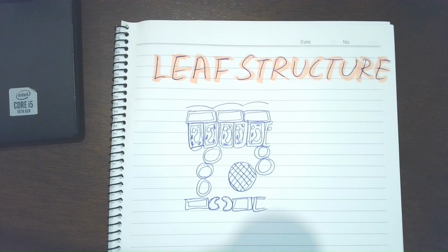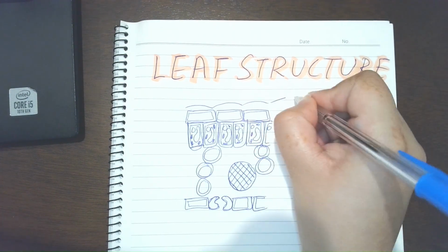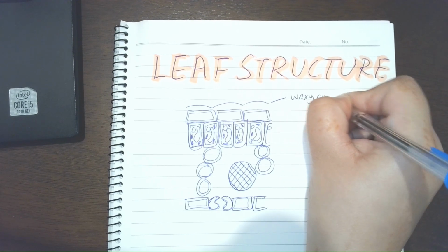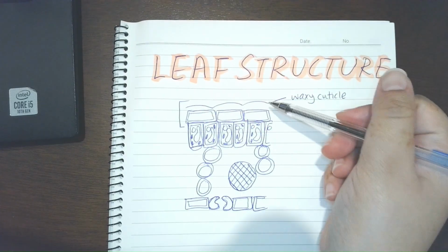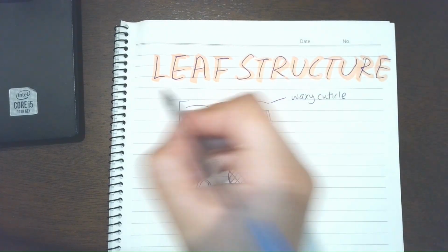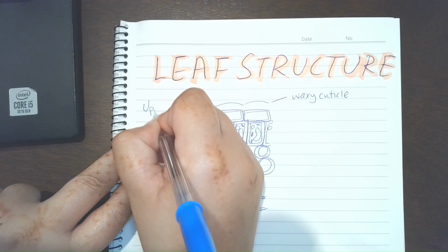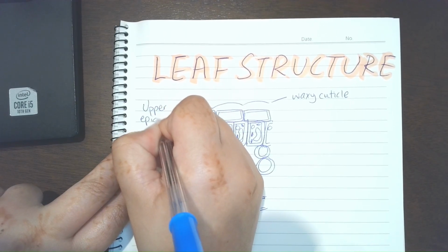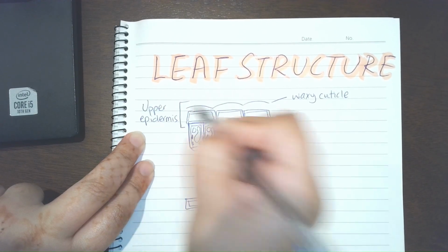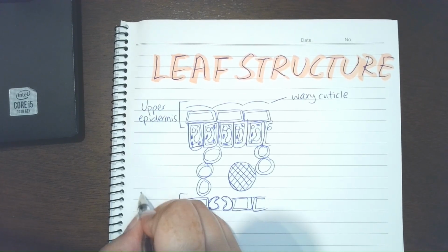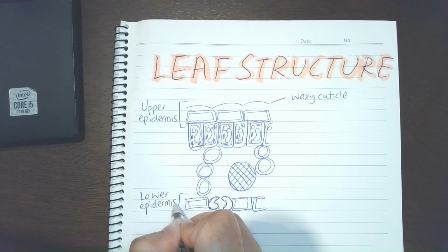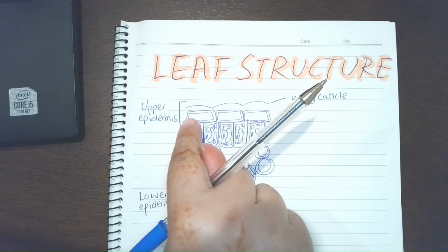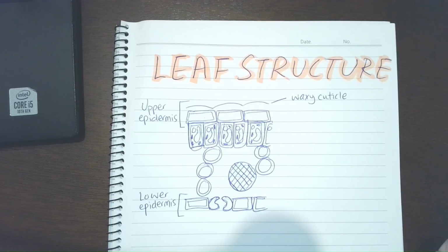So what we need to do is we need to label the different layers. So we have up here, this is your waxy cuticle. Then these 2 layers together, the waxy cuticle and the layer over here, we refer to it together as the upper epidermis. Epidermis, there we go. By that logic, then this is the lower epidermis. So, you know, this layer of cells, we can also just refer to that specifically as upper epidermis, okay?